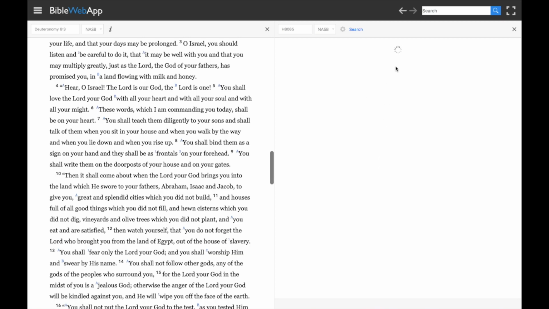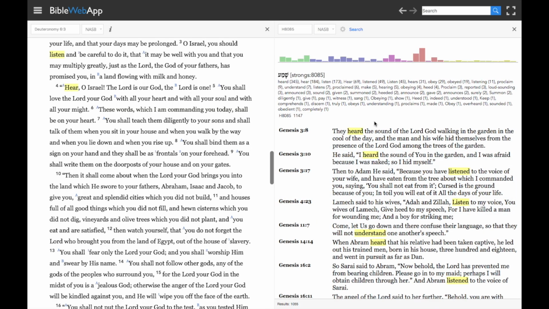If you click on that, it'll open up that other window over here. And what will happen is it'll pull up all of our occurrences of that word in the Old Testament. It's really helpful because it'll actually show you a count of every time that it's translated any particular way. So you can see here that the word is translated "heard" 345 times. It's translated "hearing" 5 times.